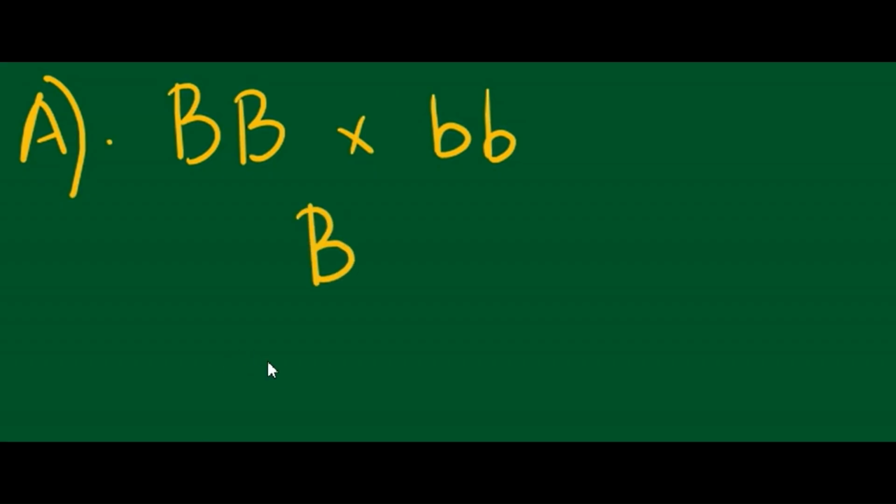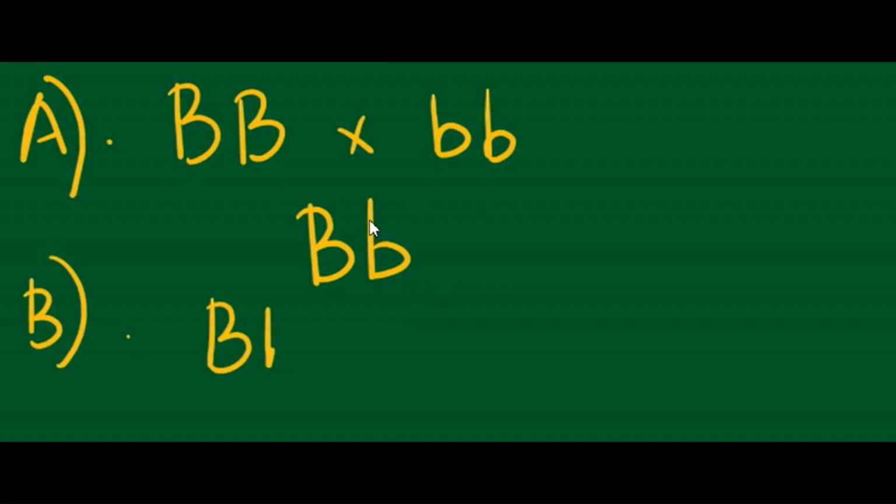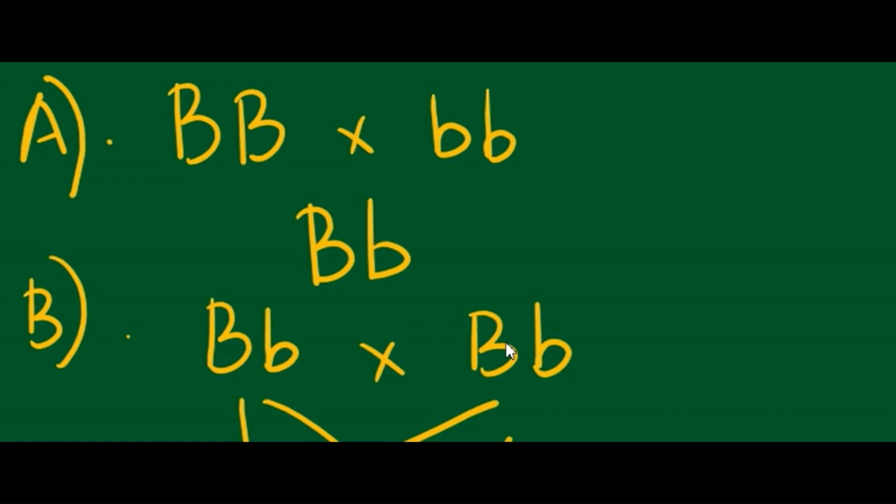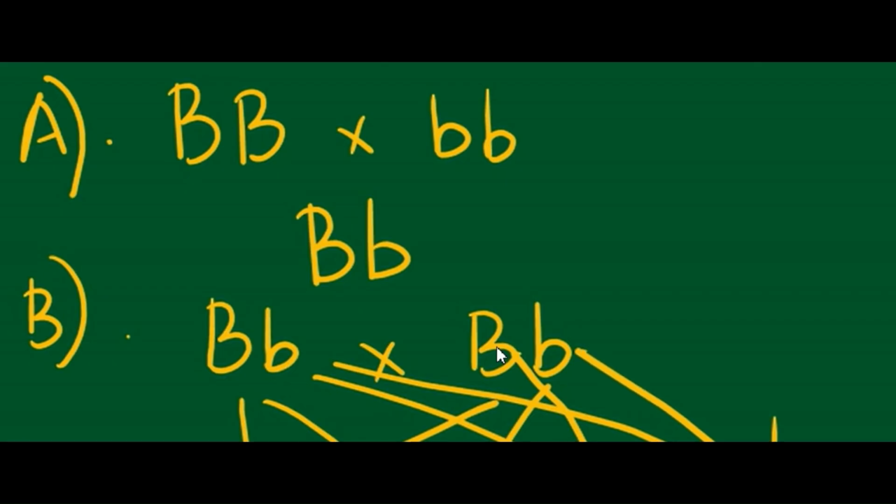So when capital B is crossing with small b, we get capital B and small b, which gives rise to the color brown. And for the B option, capital B small b crossing with capital B small b, what we get is when these two combine, you will get capital B, that is brown color. Then capital B small b, again brown. Small b, capital B, again brown. But small b will be white. So all the offsprings are not brown in color in this case.